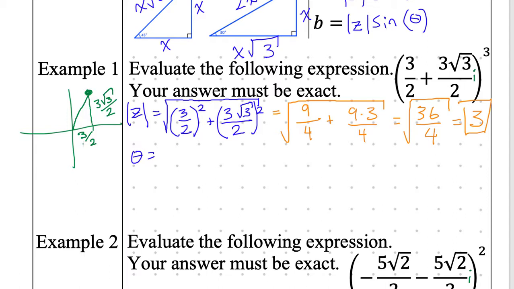To get from 3 square root of 3 halves to the hypotenuse, I would have had to do what operation? Shout it out. Multiply by 2, yes. If you multiply by 2, you'll get it, and we could have just got there right from the start. The modulus was 3. So that would have given us 3.